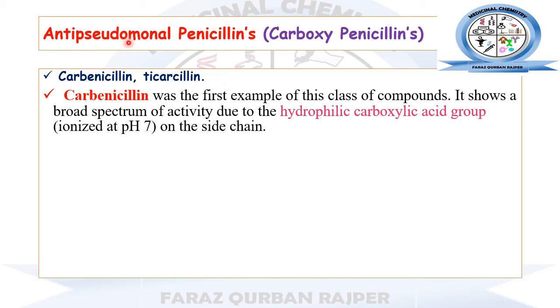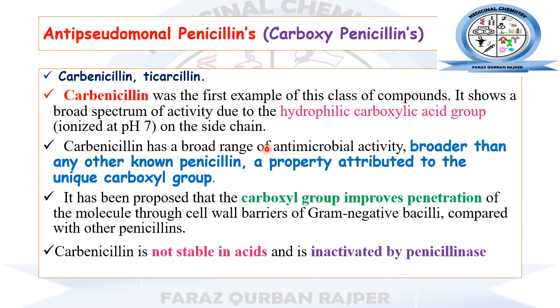The examples of antipseudomonal penicillins are carbenicillin and ticarcillin. Carbenicillin was the first example of this class that was introduced, or synthesized. It shows a broad spectrum of activity towards Pseudomonas species because of the presence of the hydrophilic carboxylic acid functional group in the side chain. So it has a broader range of antibacterial activity than any of the other penicillins, and that property is due to the presence of this carboxyl functional group.